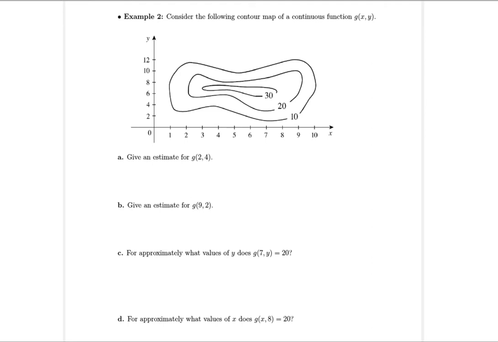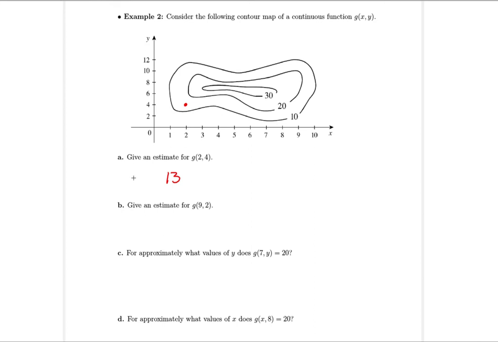All right, so here's our contour map, and we can make all sorts of estimates for function values based on this. It asks us to give an estimate for g of 2, 4. All I have to do is find where (2, 4) is here. I can't tell exactly what the value is, but it's somewhere between 10 and 20. There's really not a perfect answer here, but I'm going to call this approximately 13. Other guesses are just as good, but they'd better be somewhere between 10 and 20.